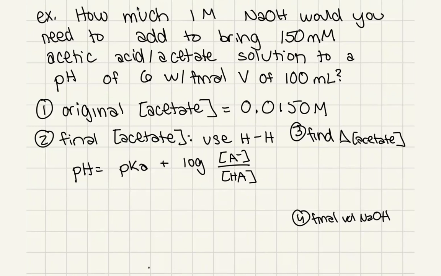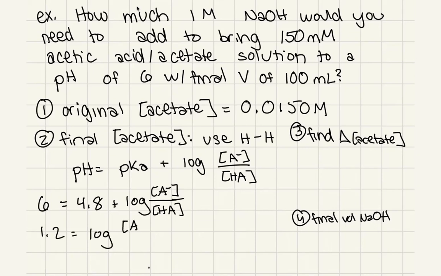So our pH, we want to get it to a pH of 6, which equals the pKa 4.8 plus log of our acetate over our acetic acid. Okay, so now we're going to have 1.2 equals log of our acetate over our acetic acid. We're not adding acetate, we're adding NaOH.